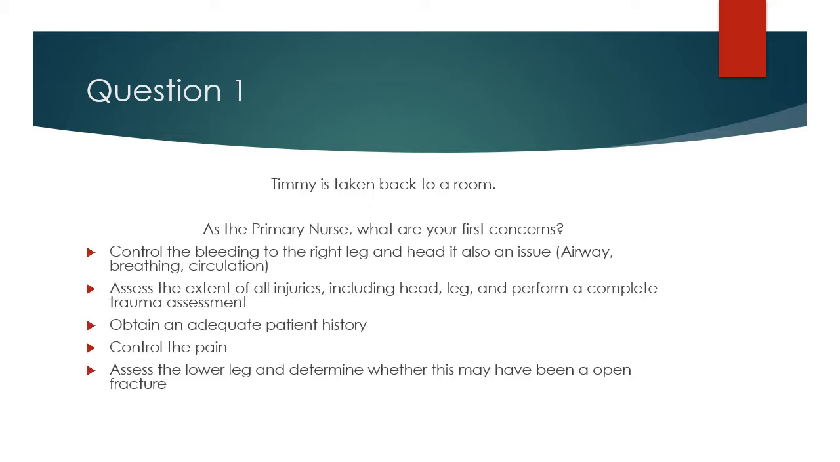So we're going to start with our priorities, the ABCs: airway, breathing, circulation. Respiratory seems to be under control based on the data we've collected so far. Circulation issues would just be the bleeding. We want to try to get that under control, stop that. Then you would further assess all the injuries, including the head laceration and the leg, and perform a complete assessment. We'd be looking for open fractures versus closed fractures, whether he is fully deformed, like you see edema, things of that nature. And then we would assess the patient history and then control the pain.